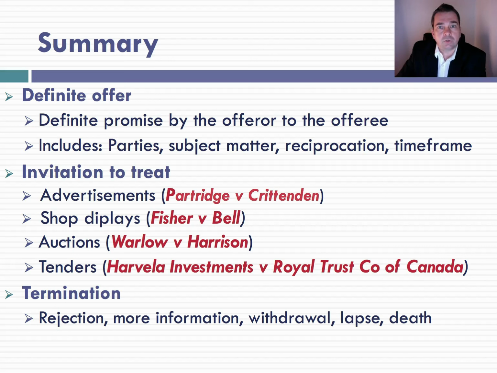These 4 elements are: we need to know who the parties are. We need to know what the subject matter is. We need to know whether there is reciprocation, whether there is something that's given in return. And fourth, we need to know what the time frame is. So when we have all these 4 elements in place, then we can be quite sure that we have a definite offer. Now, if it's something less than a definite offer, it's usually an invitation to treat. An invitation to treat means that someone is inviting someone else to make an offer. So you're not making an offer, you're asking the other side to make an offer. And this happens in the case of advertisements, in shop displays, in auctions, tenders. So we looked at various examples in respect of that.